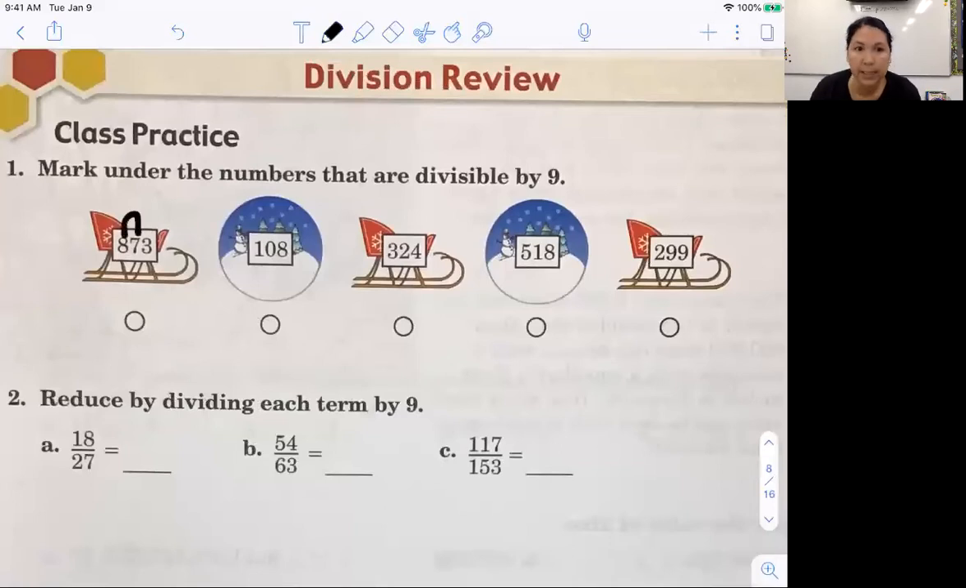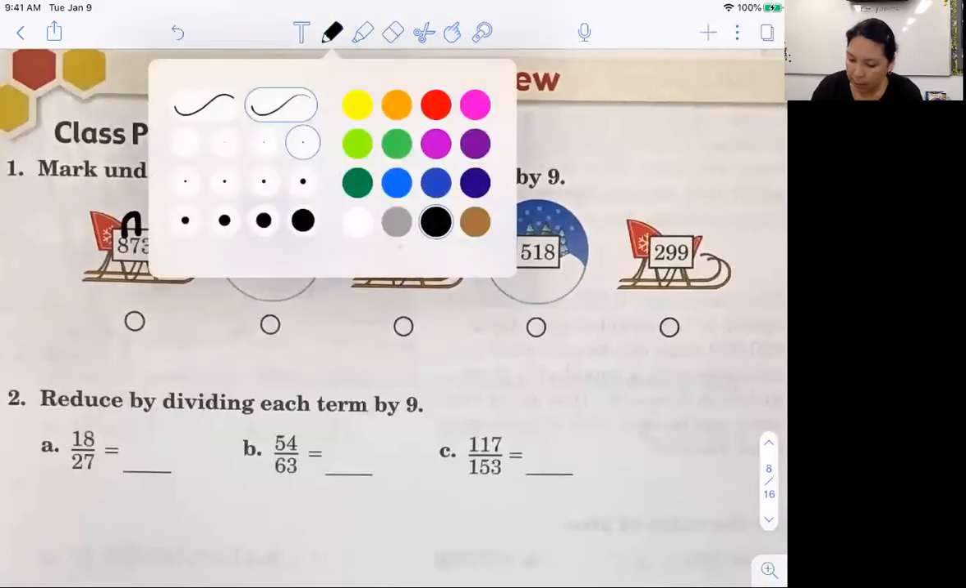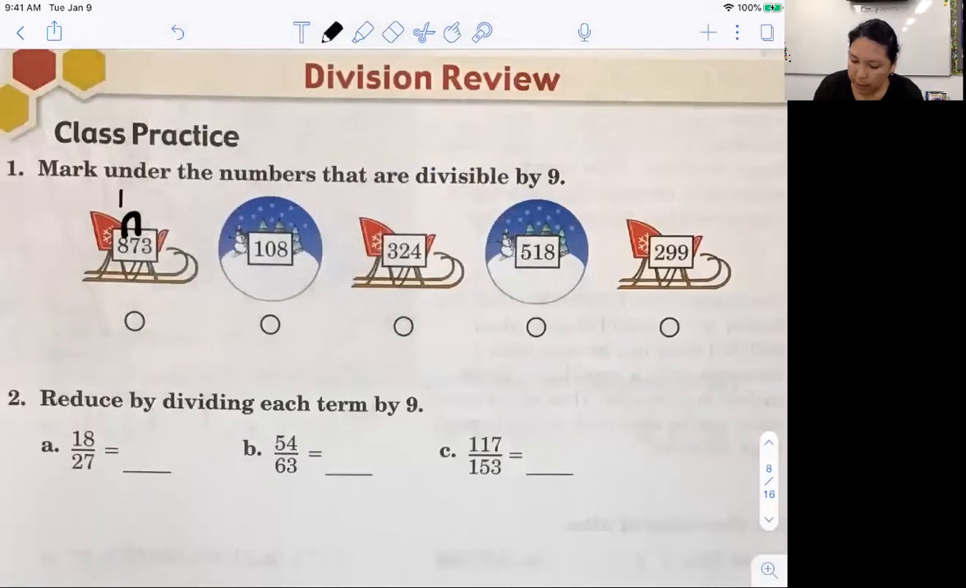What is 8 plus 7? 8 plus 7 makes 15, and then what's 15 plus 3? 15 plus 3 is 18. Okay, so that's our added up number. Now, can 9 go into 18 perfectly? 9, 18, yes. So that means 9 can go into this whole number, 873. Isn't that cool? Okay, let's add up our next one, 108.